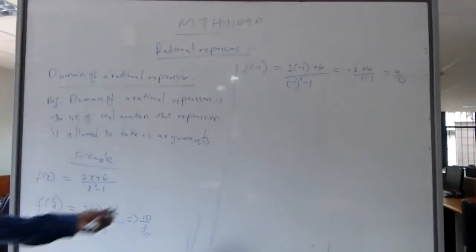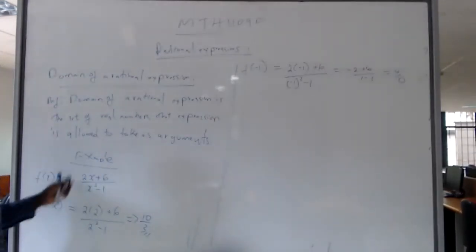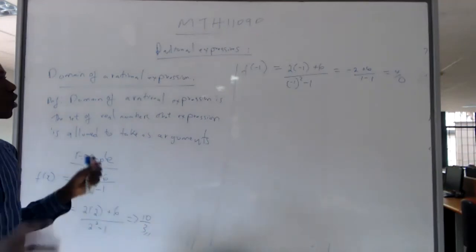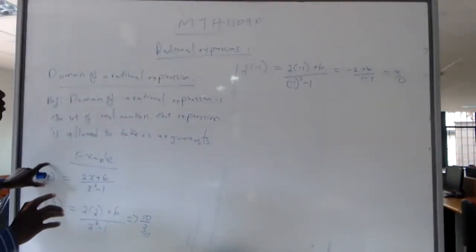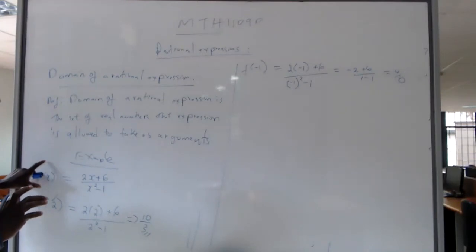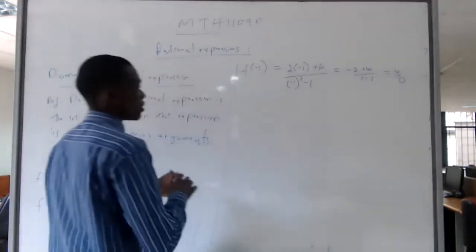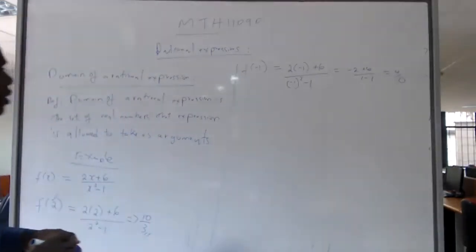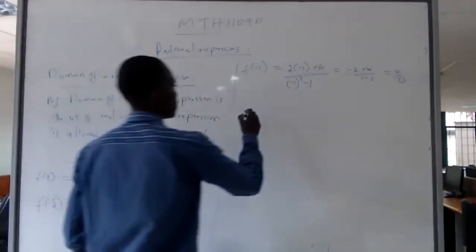So that simply tells us that -1 cannot be taken in by this argument, okay? So we are looking for all real numbers for which we will not have a division by 0. This will be the domain of this rational expression. So before we find this domain, let me give you a remark.